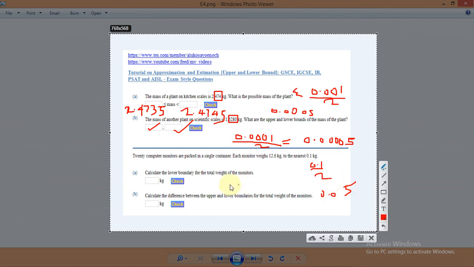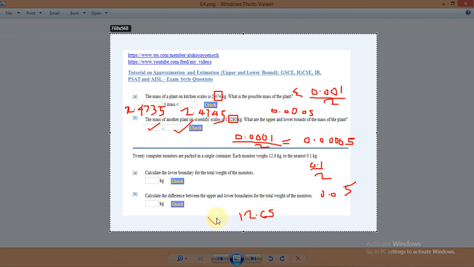So now what you have to do now, 20 computers, guy. Okay, let me just solve this. Don't let me waste time. So this is the error here now. So my upper bound now will be 12.6 plus that. So 12.6 plus 0.05. No problem about that. So that is 12.65. So my upper bound is 12.65.